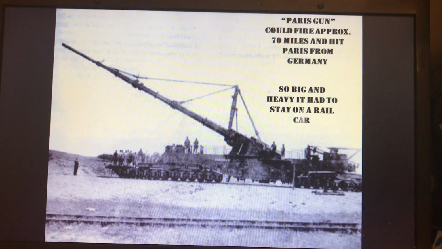Now, one example of the bigger, badder guns was the Paris gun, manufactured and owned by Germany. It could fire approximately 70 miles, and it could hit Paris from Germany. Paris is the capital of France, so it's deep within France, and Germany could hit it from within their own territory. It was so big and so heavy that it could only be transported and fired from a railroad car. It could not be moved otherwise. But it did do its job. It did actually hit Paris.